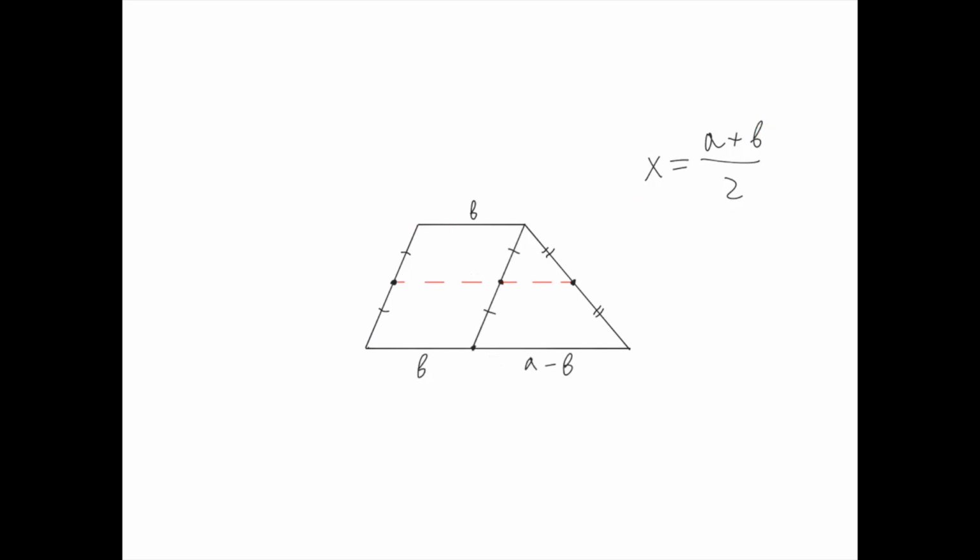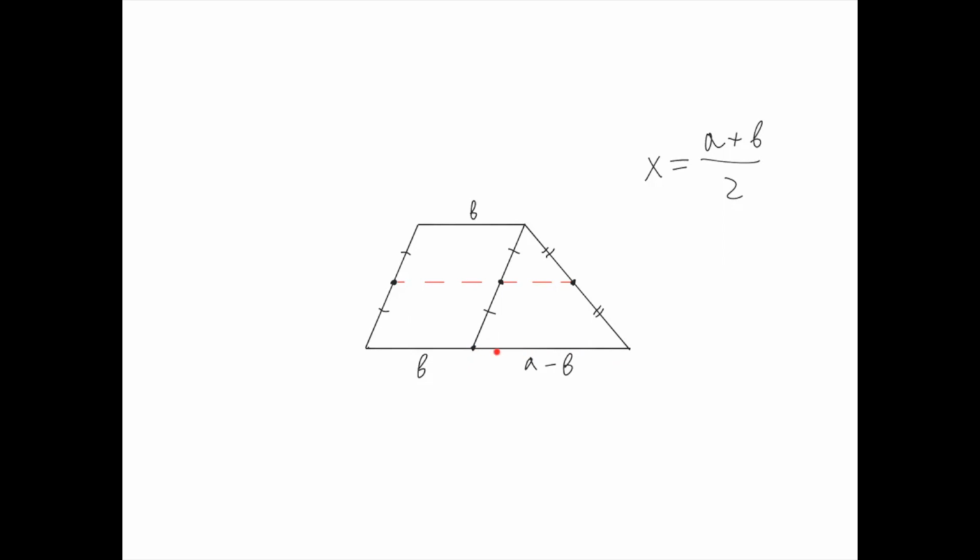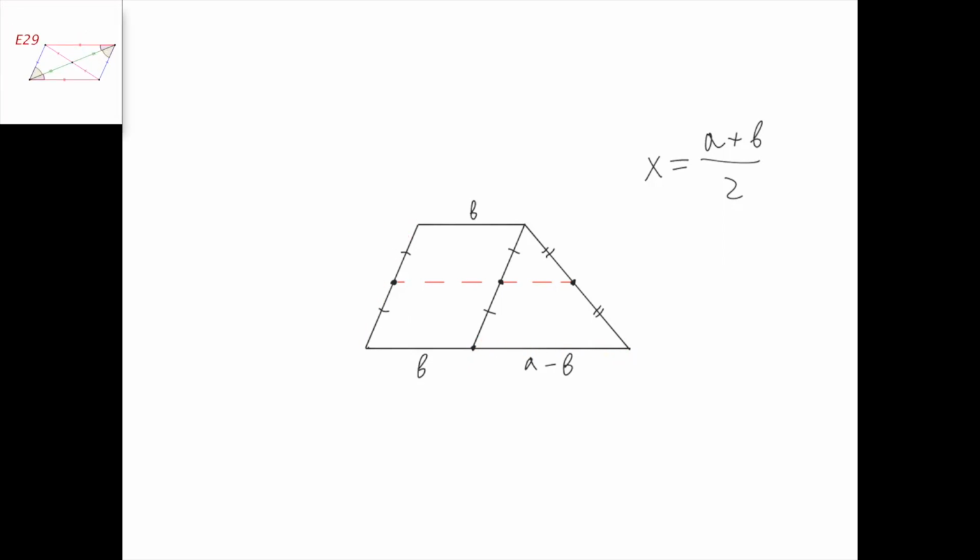To prove this, I'm going to choose a point here on this side, such that this line is parallel to this line. Then we know that this quadrilateral is actually a parallelogram, because this is parallel to this and this is parallel to this. Because of the parallelogram, we know that this side equals this side, so this is b, and hence this is a minus b, and we know that this length equals this length.